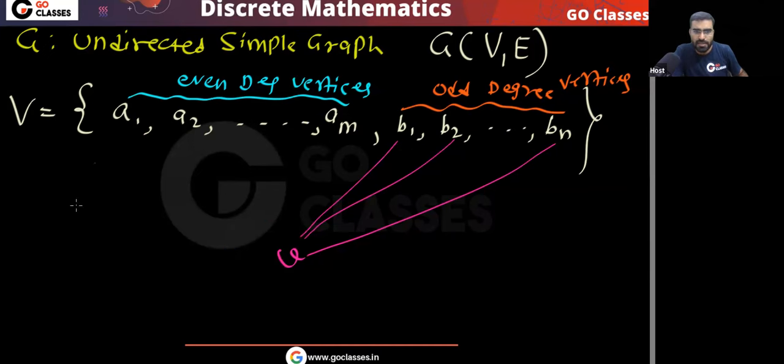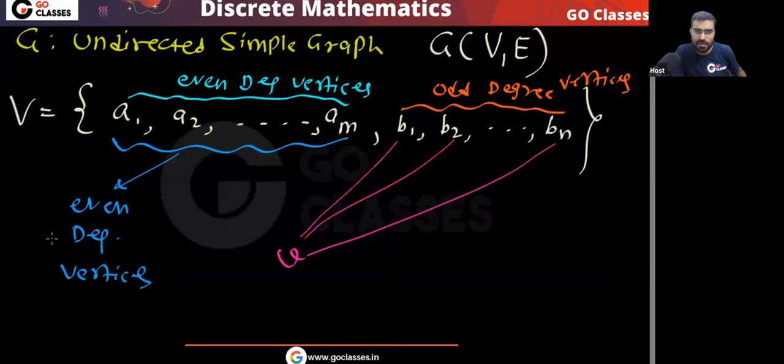So in this new graph, these are even degree vertices, right? Agree? In the new graph also, all of them are even degree vertices. Correct.